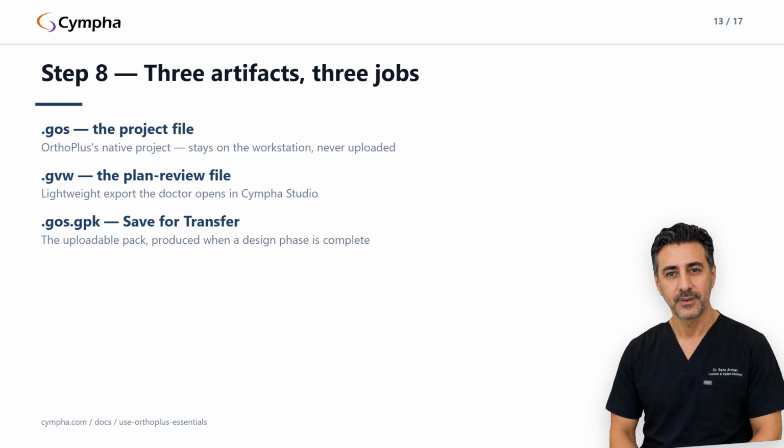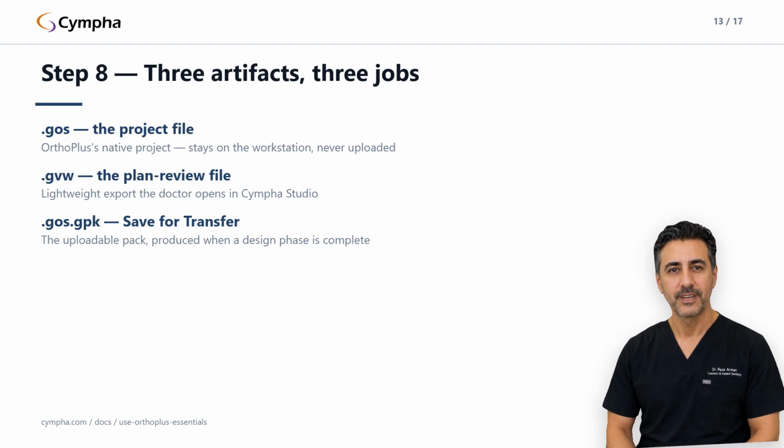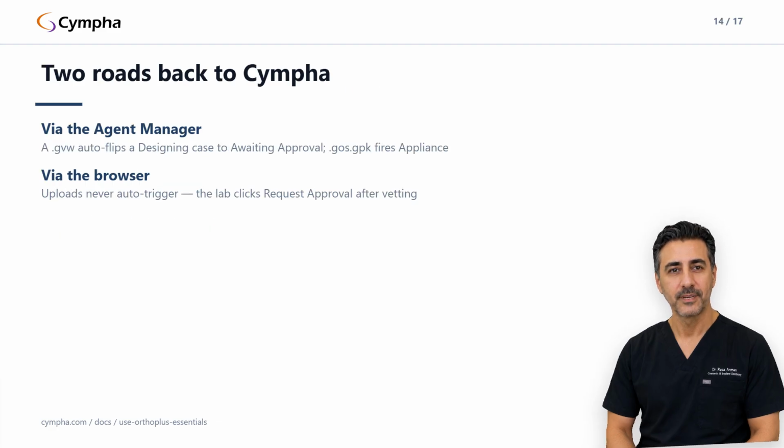The GVW file is the plan review export, lightweight, made for the doctor to open in Cympha Studio and inspect the stage plan in the browser. And the Save for Transfer pack, the GPK, is the uploadable deliverable, the whole project pack for transfer, produced when a design phase is complete. Keep them straight this way. The project file is for you, the review file is for the doctor's eyes, and the transfer pack is for the case. How the deliverables reach the case defines how much clicking your lab does.